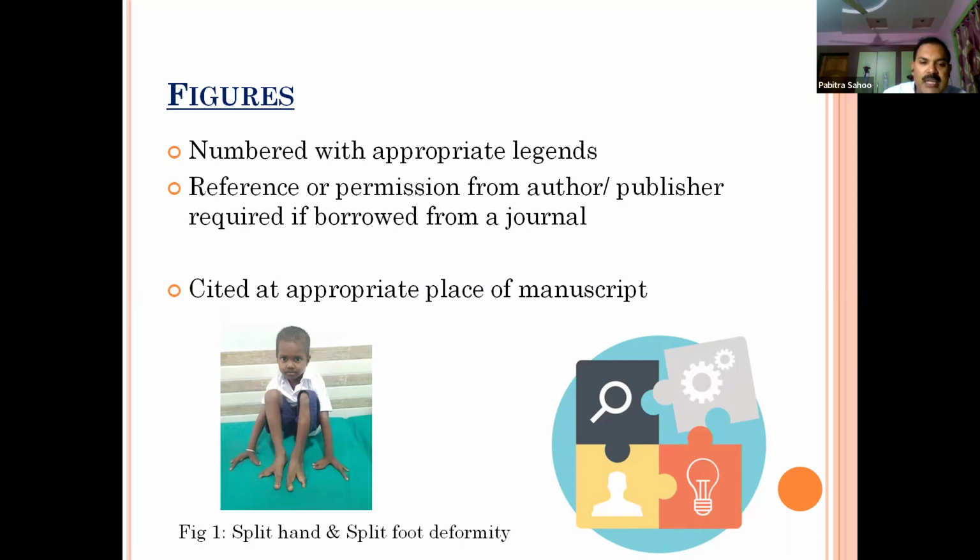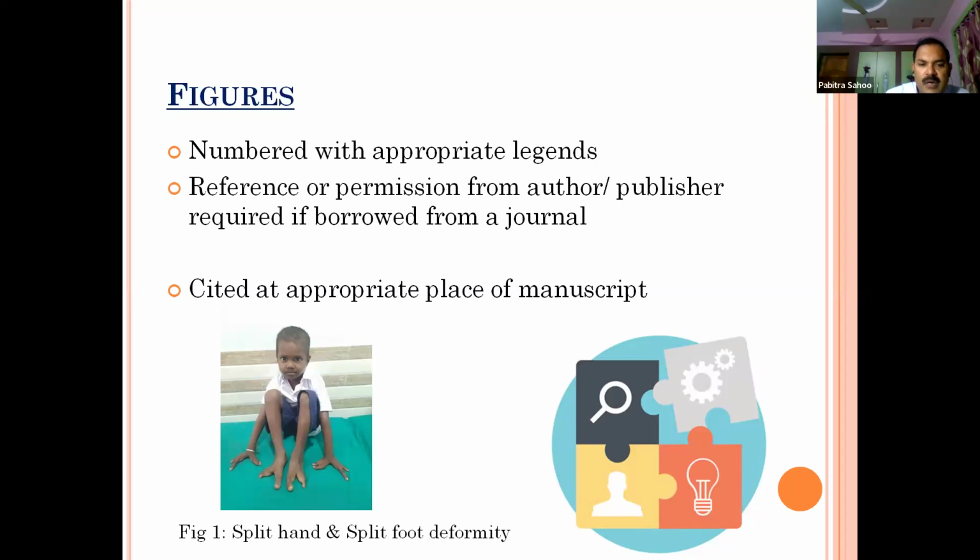Like for one of my articles, which I submitted to a journal, I put in the legend that this is a split hand and split foot deformity. The word should be appropriate. I had written in that article lobster claw. It is the same as a cleft hand, but that is the old terminology. The reviewers returned it saying that this terminology is no longer accepted. Please change the legend of the picture. So I had to change it to split hand, split foot deformity instead of lobster claw hand. So whatever legend you write for a particular image, it must be appropriate enough. It must be genuine, and it must be a current term.